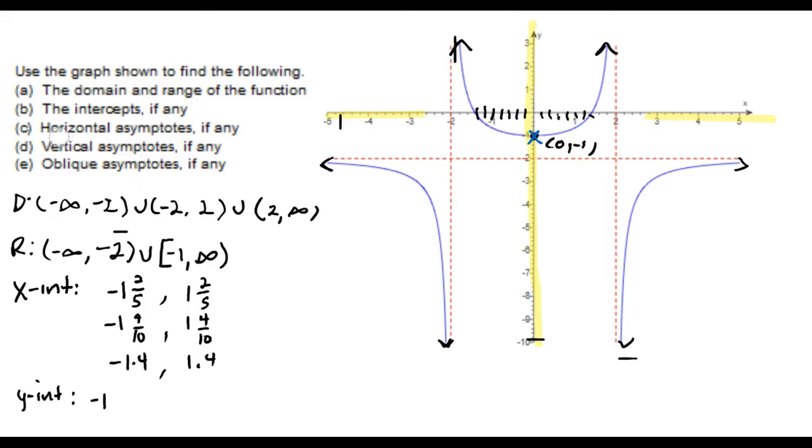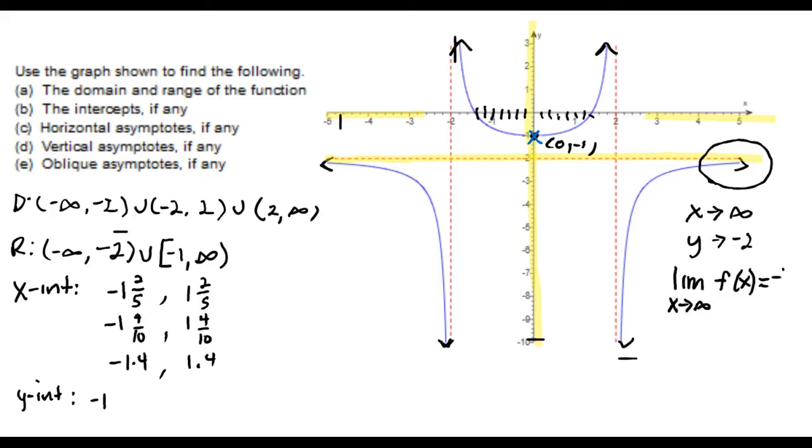The next thing that it's asking for is any horizontal asymptotes. And I indicated earlier that we have a horizontal asymptote right here, indicated by this dashed horizontal line. Thinking about the definition of a horizontal asymptote, if we look at this piece of the graph right here, as x approaches infinity, our y is approaching that asymptote, which is at -2. Using our calculus notation, it would say the limit as x approaches infinity of our function f of x is -2. That y value is approaching -2.